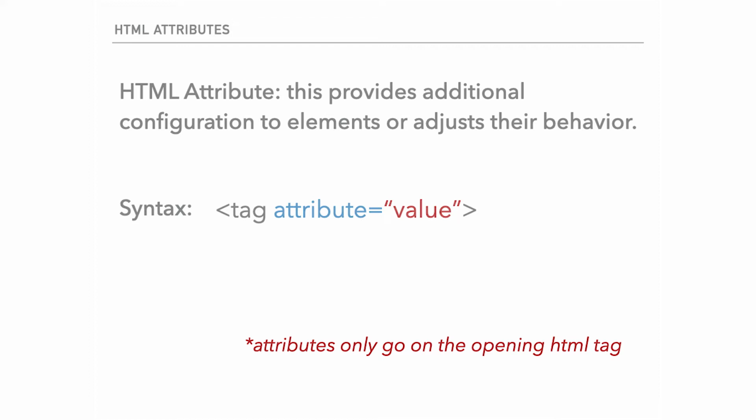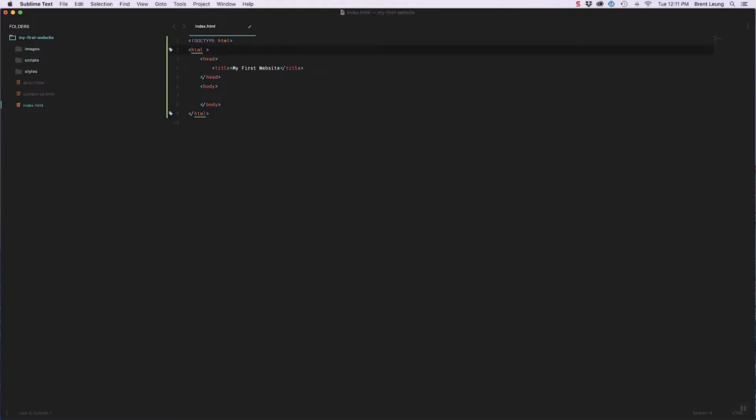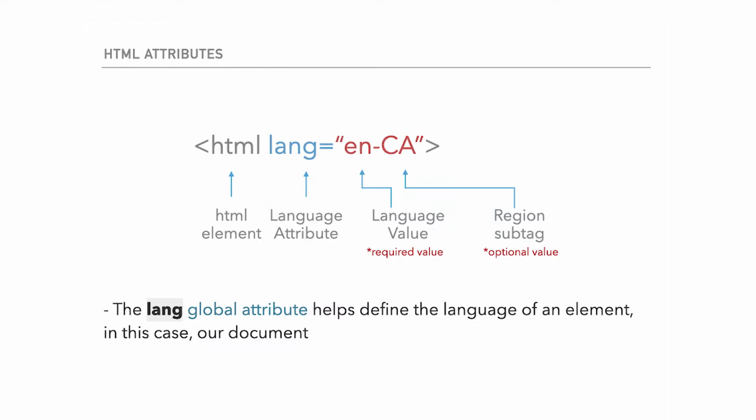So if we go back to our code, for example here, we would go attribute equals quote value. We can say attribute name like this. The first attribute we're going to look at is the language attribute, which helps define the language of an element. And in this case, it's going to be the language of our document. And our document is in English. It's not just in English, it's in Canadian English.